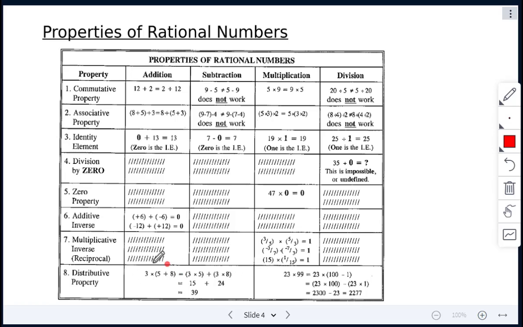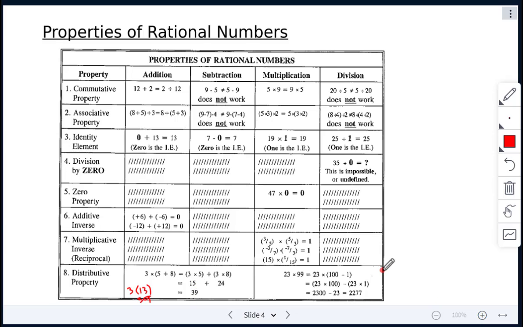On the left side, we have 3 times 5 plus 8 in the brackets. That's the same thing as 3 multiplied by 5 plus 3 multiplied by 8, which gives us 15 plus 24, which gives us 39. The other way you could have done that is 3 multiplied by 5 plus 8, which is 13, which will still give us 39. 39 on the left side is still equal to 39 on the right side.